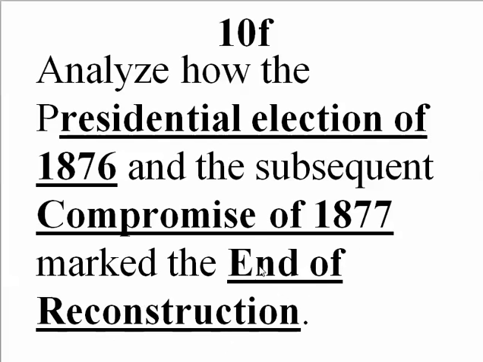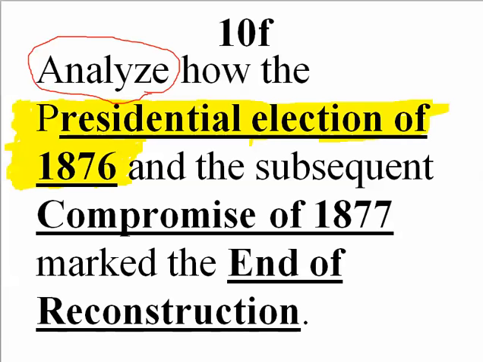of Reconstruction. So here we see the end of Reconstruction, and if we read this a little closer, we see that we have to analyze. In other words, we have to dig deeper than what's on the surface here. So let's look deeply at why this presidential election of 1876 results in the end of the Reconstruction period.